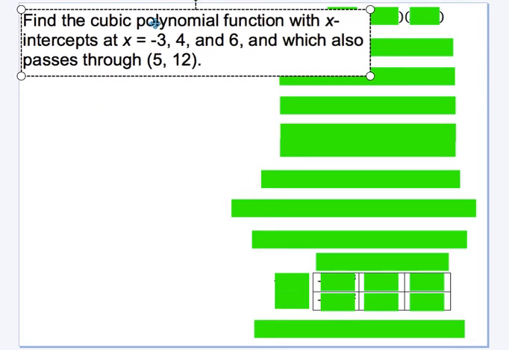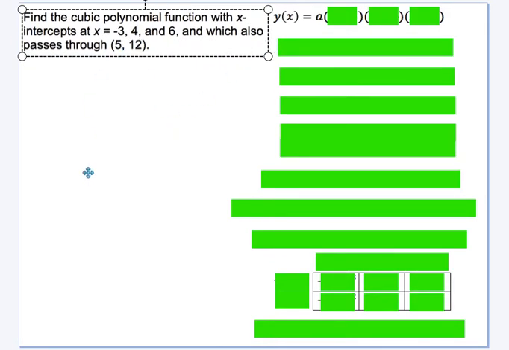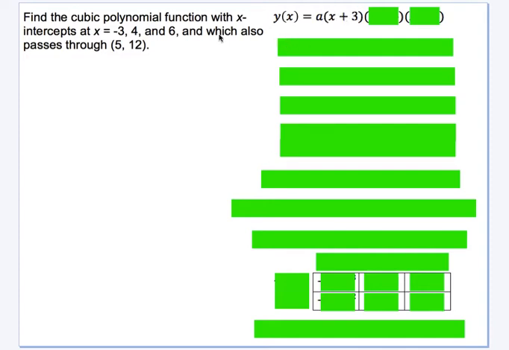Here's our problem. Let me make it smaller so it doesn't cover up everything else. So we want to find a cubic polynomial function with x-intercepts at -3, 4, and 6, and it also passes through that point. Okay, so when you set up your factors, this -3 here becomes the factor x plus 3. The 4 becomes x minus 4, and then the 6 becomes a factor x minus 6.